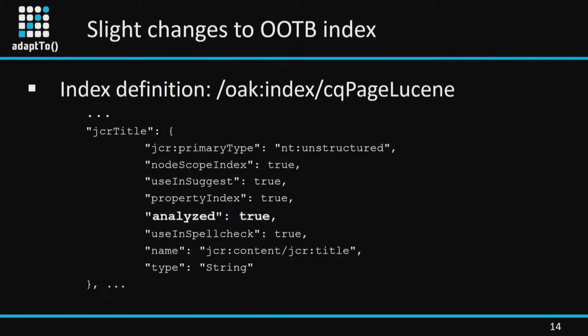So go to the index definition. That's what here is shown as a part of the index definition notated as JSON. Change the definition by setting analyzed true for the property you are looking for with the full text query, and already it works and is fast by this slight change to the existing index.